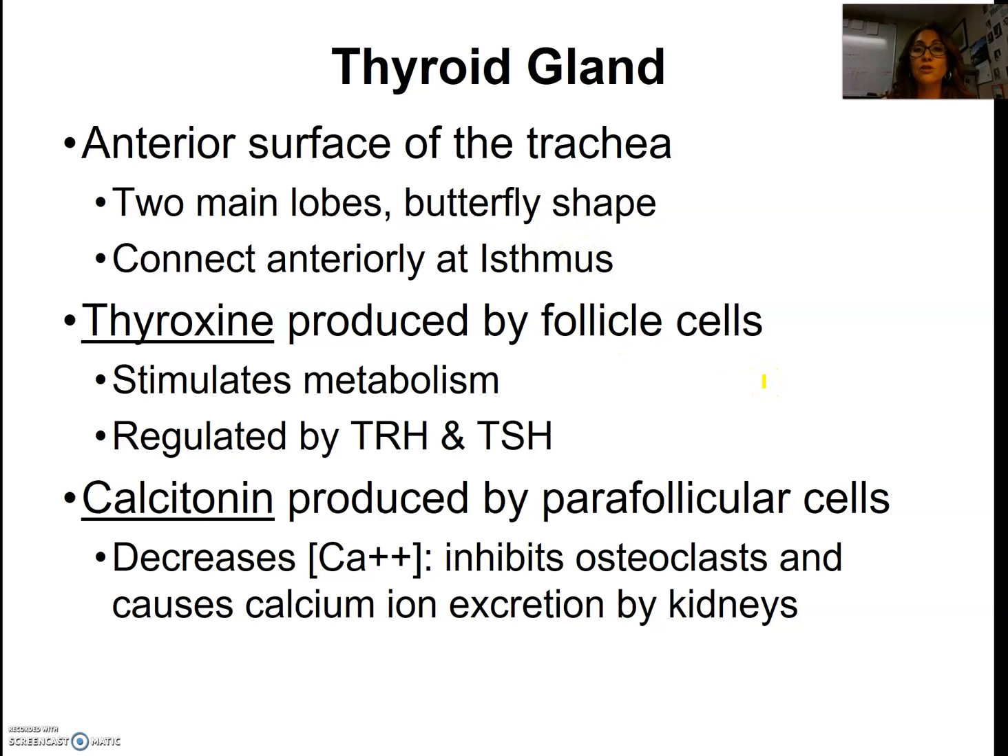Thyroxine is produced by follicle cells. It stimulates your metabolism, the use of energy-carrying molecules, and it's regulated by TRH and TSH. Calcitonin, on the other hand, is made by parafollicular cells. It decreases the amount of ionic calcium in the blood, which inhibits osteoclasts and calcium excretion into the kidneys. Basically, it allows bone to not release calcium.